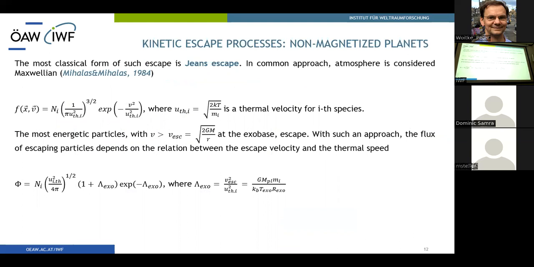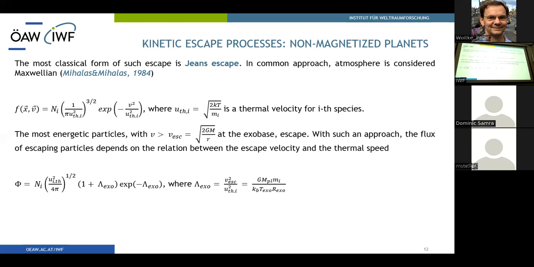And I start with the most classical form of the thermal escape, the Jeans escape. In this case, the atmospheric particles are assumed to follow the Maxwellian law. So the distribution of the particles can be written in the following way. Strongly dependent on the thermal velocity of specific atmospheric species. With such prescription, the most energetic particles at the exobase, so at the level where the atmosphere becomes collisionless, and the collisions cannot prevent the escape anymore, the fastest particles can escape, and the criterion is that their velocity should exceed the gravitational velocity of the specific planet.